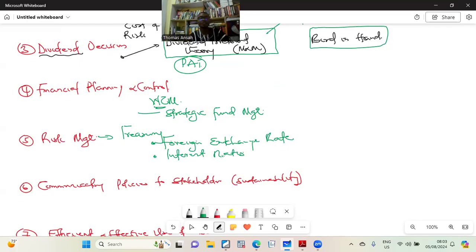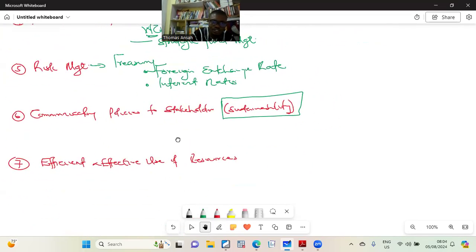Okay. So that's fine. Now, the sixth thing will be about communicating policies to stakeholders. And here it has become a major issue. That is the reason why they changed your syllabus. Sustainability. In Ghana, everything these days is about sustainability.